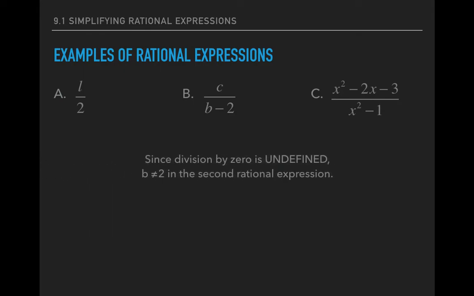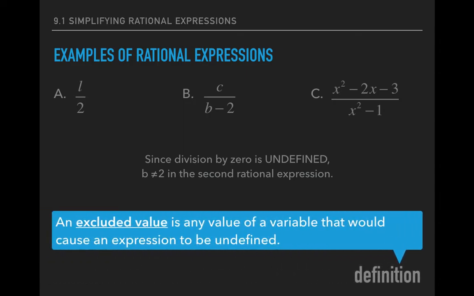But looking at example B, division by 0 is undefined. We know that to be true. So if your B value was 2, you'd be dividing by 0. That means B cannot equal 2 in the second rational expression, we cannot allow that B value to be 2. That is called an excluded value. It's a value of a variable that would cause an expression to be undefined. In example B, it is undefined at the B value of 2. That is an excluded value.